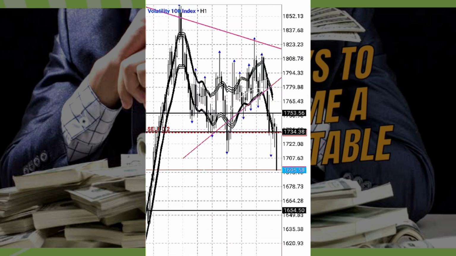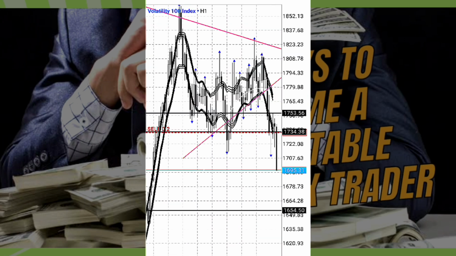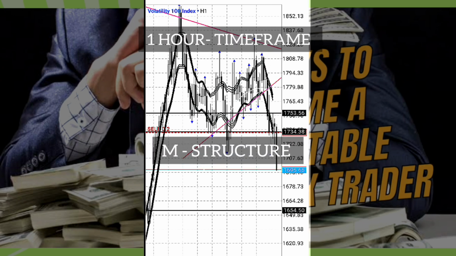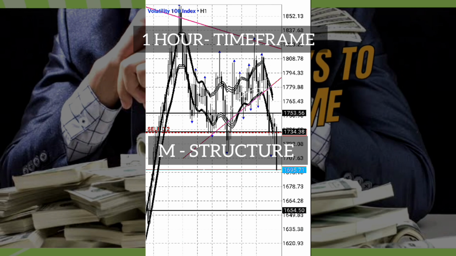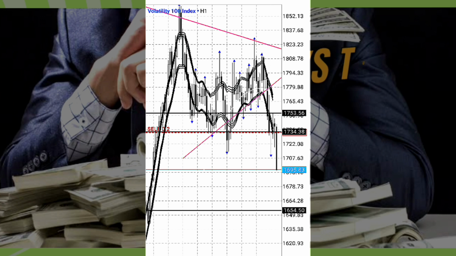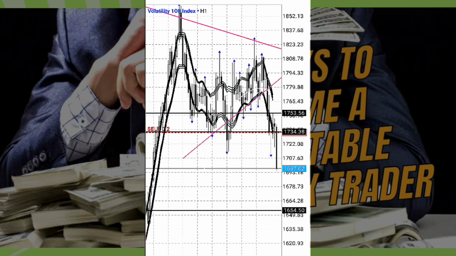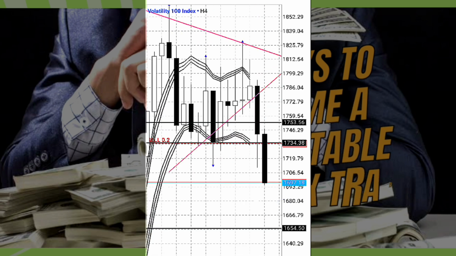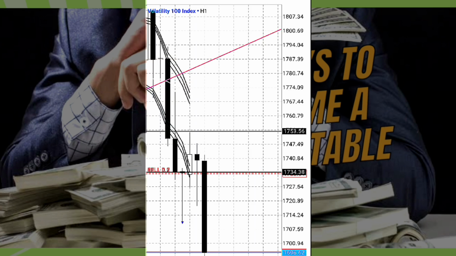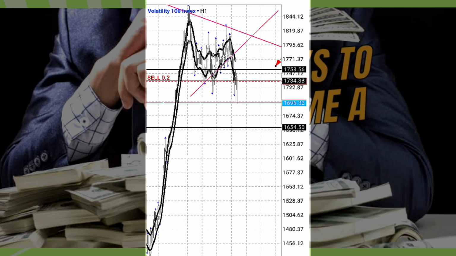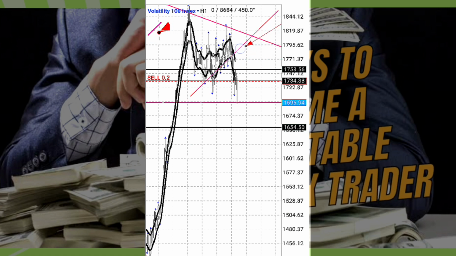Automatically that's giving you the structure you want, and this is an M structure on the 1 hour time frame. Since you've gotten the structure on the 1 hour time frame, I think the 4 hour is still showing the same structure. So we're looking at our 1 hour time frame because we want to take our entrance from the 1 hour, for instance.